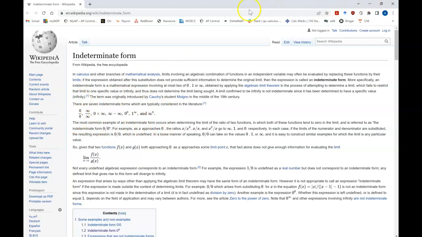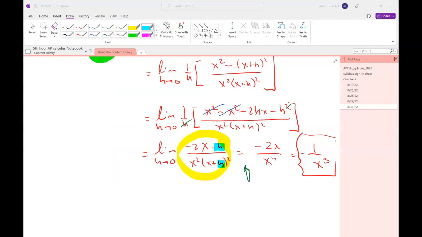Mackenzie? Yeah, of course. Would it be negative 4x? Oh yeah, thank you. The 2 should still be there. Thank you. Yep, no problem.